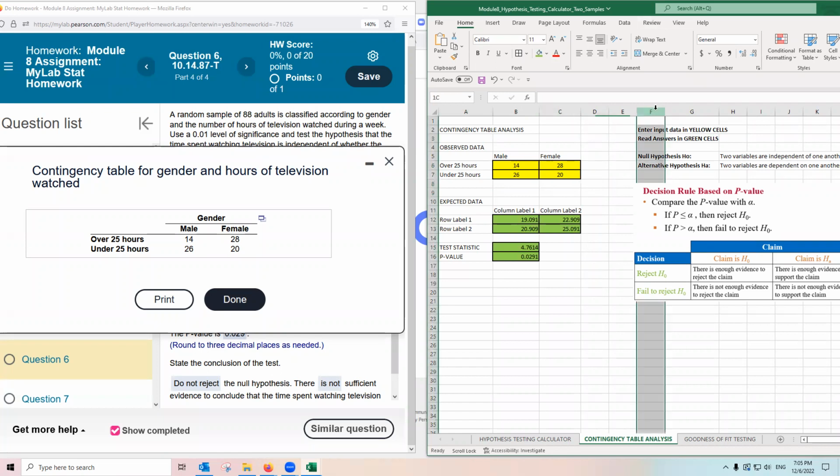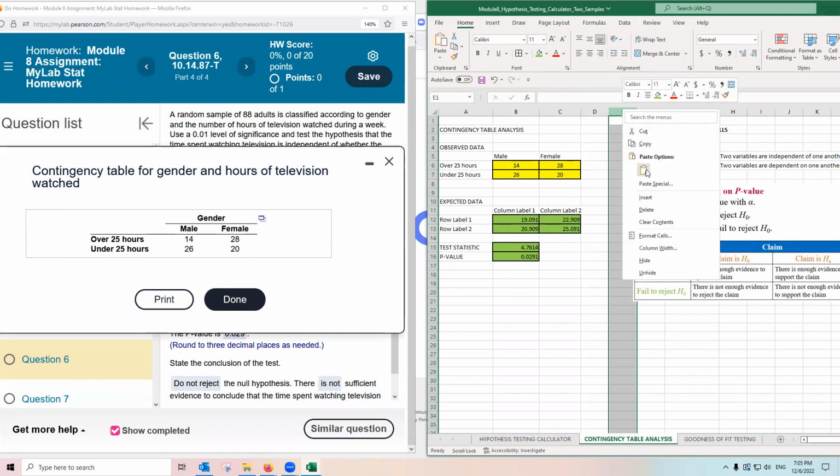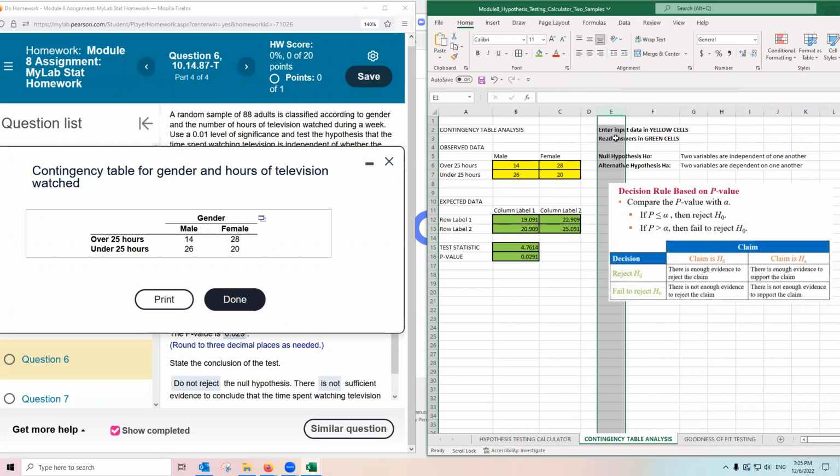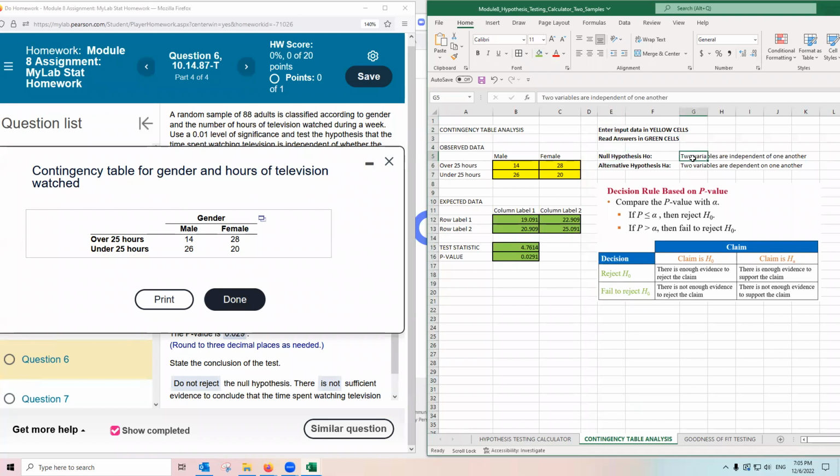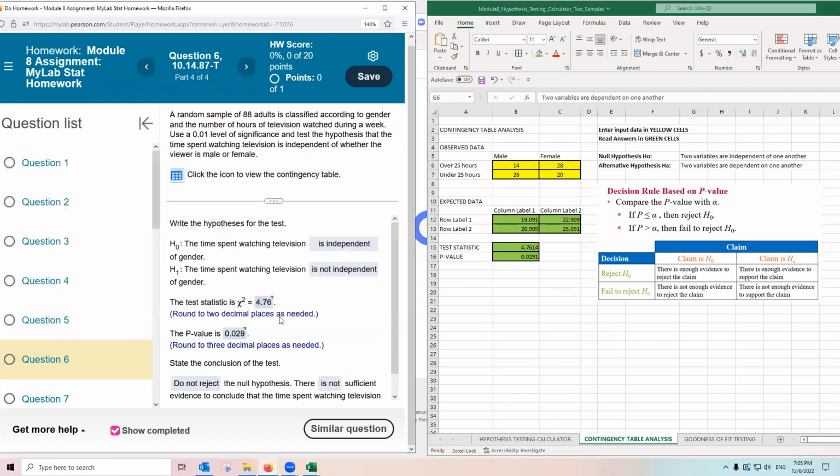Now, when you set up a test like this, it turns out the null and alternative always stay the same, meaning the null and alternative never change. Here's what it says. For the null, we assume the two variables are independent of each other. For the alternative, we assume the two variables are dependent on each other. So notice when it comes time to setting up null and alternative here, for the null, you always use the word independent. For the alternative, you always use the word dependent, or the phrase not independent means the same thing.